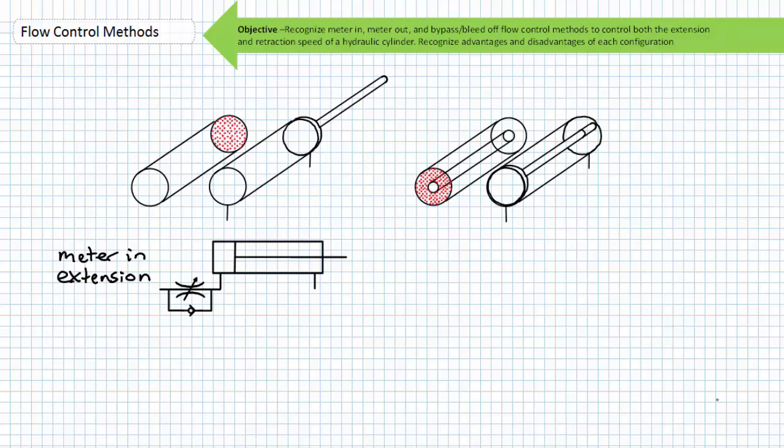Limiting the input flow rate supplied to our cap end is obviously going to control the speed at which the cap end volume fills. If it is allowed to fill quickly, the cylinder will extend quickly. If the flow rate is throttled down, this same space will fill slower and the cylinder will extend slower. Controlling or metering the input flow rate is easy to understand how it controls extension speed. Hence the name meter in extension.